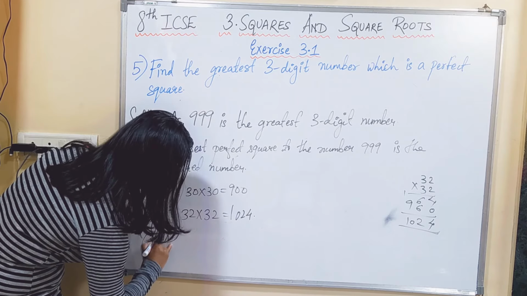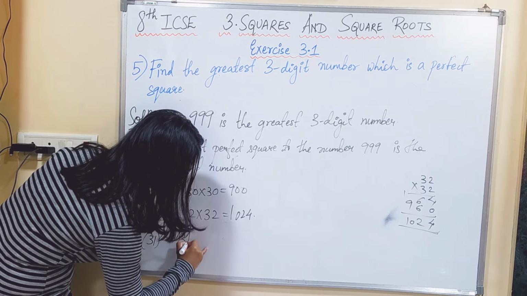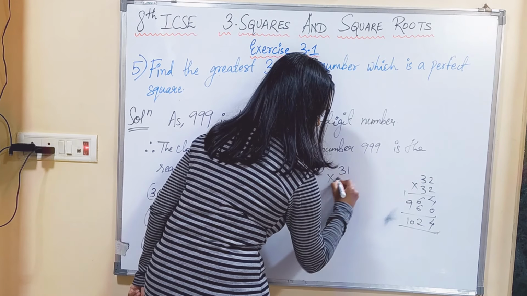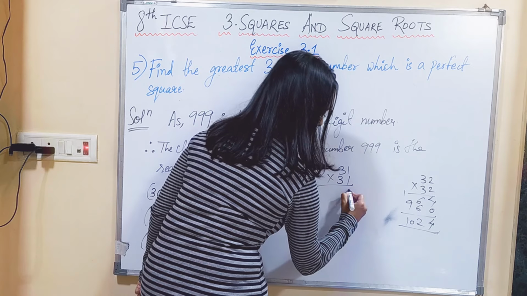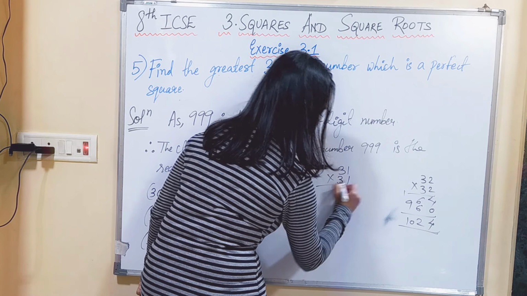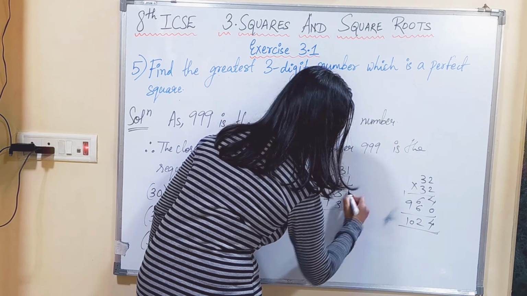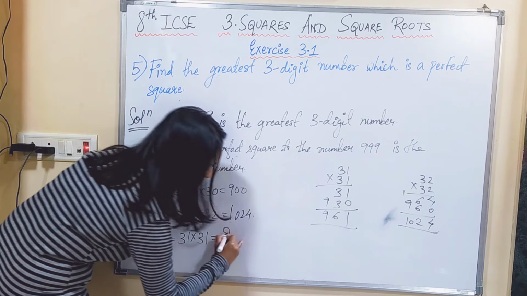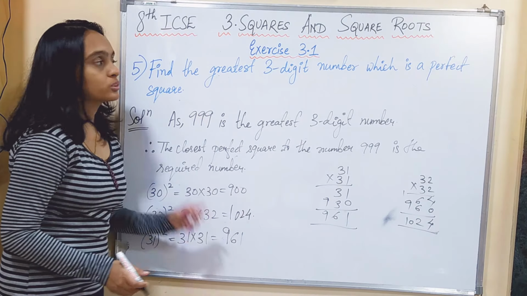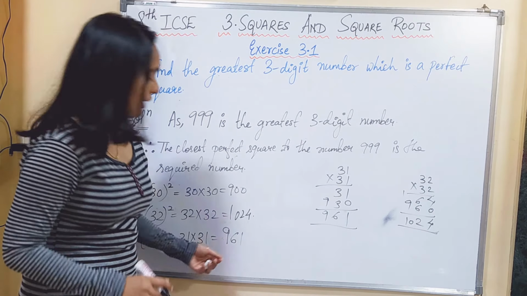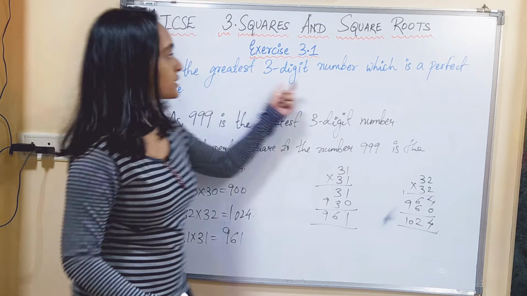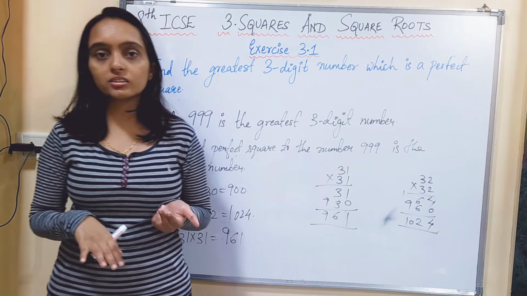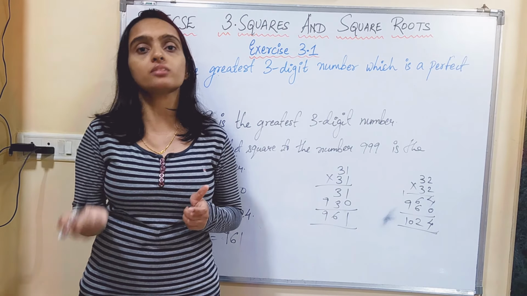So squaring 31 gives you 31 multiplied by 31, which equals 1 is 1, 1 3 is 3, 0, 3 1 is 3, and 3 3 is 9. So 1, 6 and 9. 961. So therefore you will conclude that 961 is the greatest 3-digit number which is a perfect square. Similarly, you can find the smallest 3-digit number or smallest 4-digit number which is a perfect square.